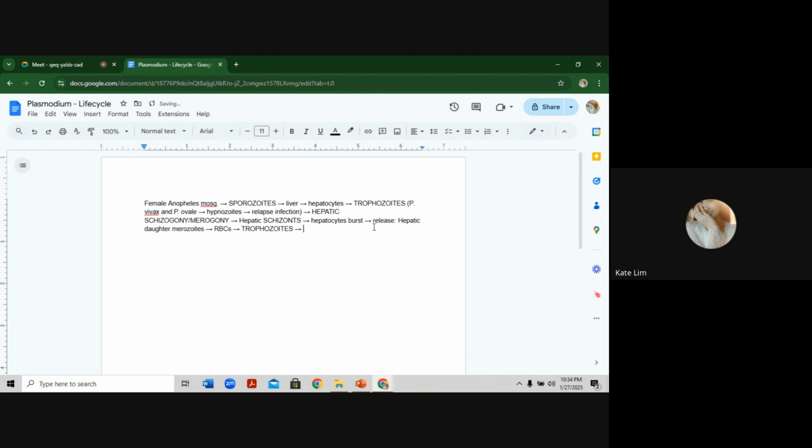Because remember, your trophozoites right here are the feeding stage, the active stage. They need to feed on hemoglobin. However, the process doesn't stop there. As the trophozoites feed, they create a waste product. Not all hemoglobin that they feed on will be digested. This undigested hemoglobin is what we call what? It is the hemozoin.